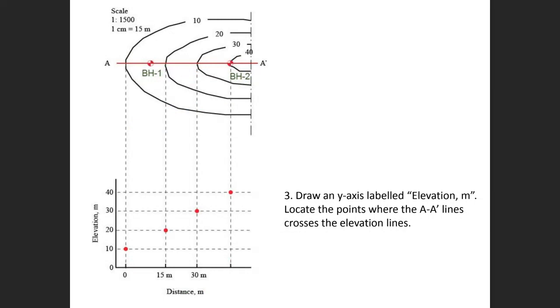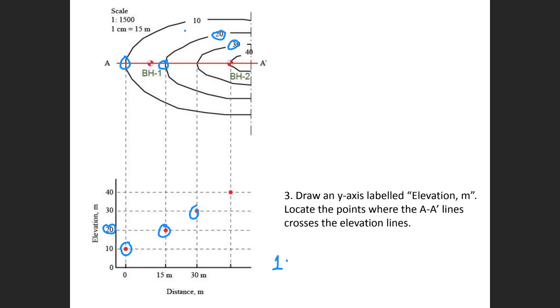Then you just start plotting those points. So that will be the first point. First point will be here because you see it's 10 meters elevation. So second point will be 15 meters, this one. It's 20 meters elevation here. Third point will be 30 meters.